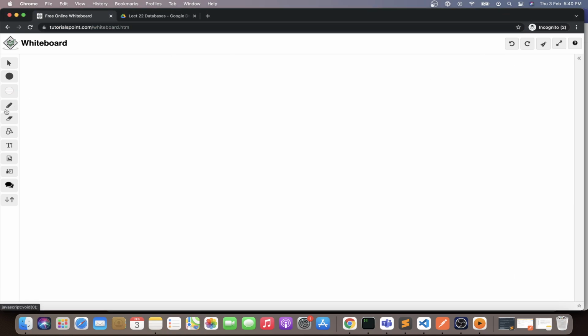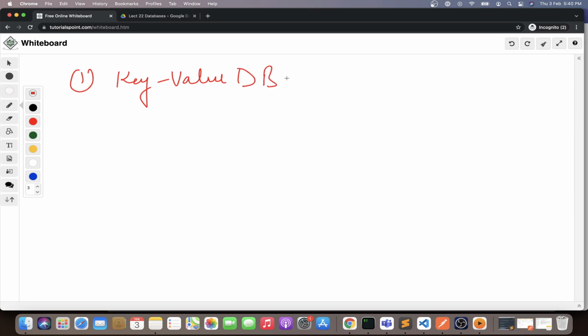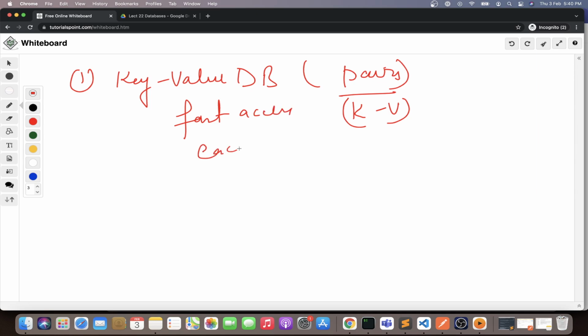Now let's move on to the different types of NoSQL databases. The first type is the key value DB. The data is present in the form of pairs, the key and the value. We have fast access and they are generally used in caching. An example of this is Redis.